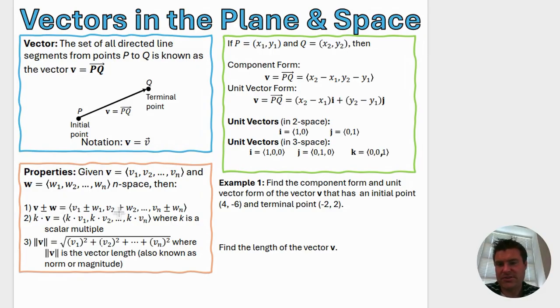Some important properties. If you're adding or subtracting 2 vectors, all you do is just take each component and just add them up. So this is just in n space, which just means that we don't know if it's 2-space or 3-space or heck, even 4-space. You just take each component and add them up in each space. If you have scalar multiplication, you have k times v. You just multiply this k value by every single component.